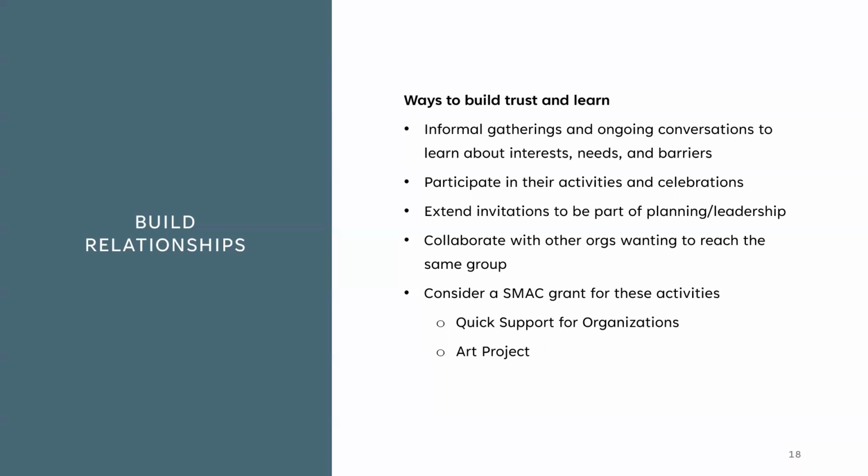Another option is to consider a SMAC grant for these activities. You could look at our Quick Support for Organizations grant that is available for up to $2,500. And you would want to look at the Arts Organization Development project type for these kinds of activities. And then sometimes there are artists that you can bring in that have some of this community engagement as part of their art practice. And you could do something like an art project grant for that, and those are available for up to $7,000.